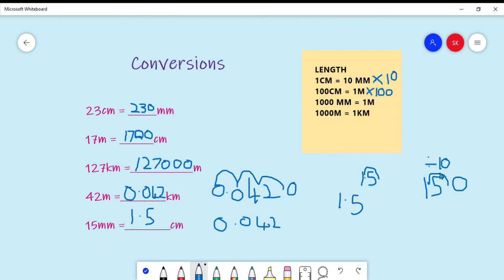So we've got our answer here. We divide by 10, so the decimal point moves from here to here. So the final answer we have is 1.5. So that's how we work out the final question.